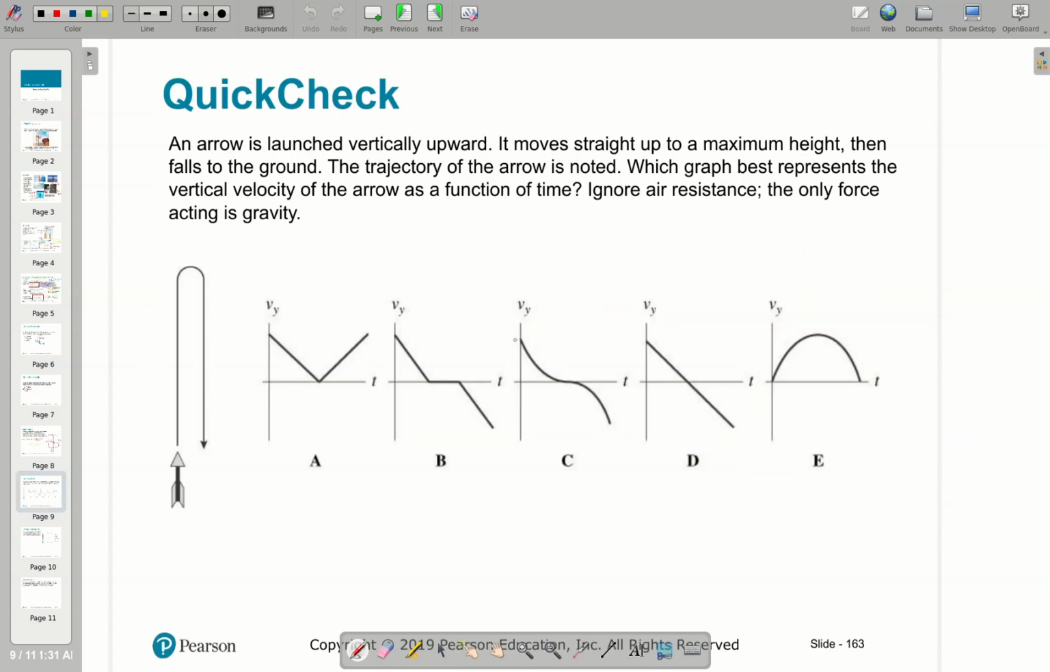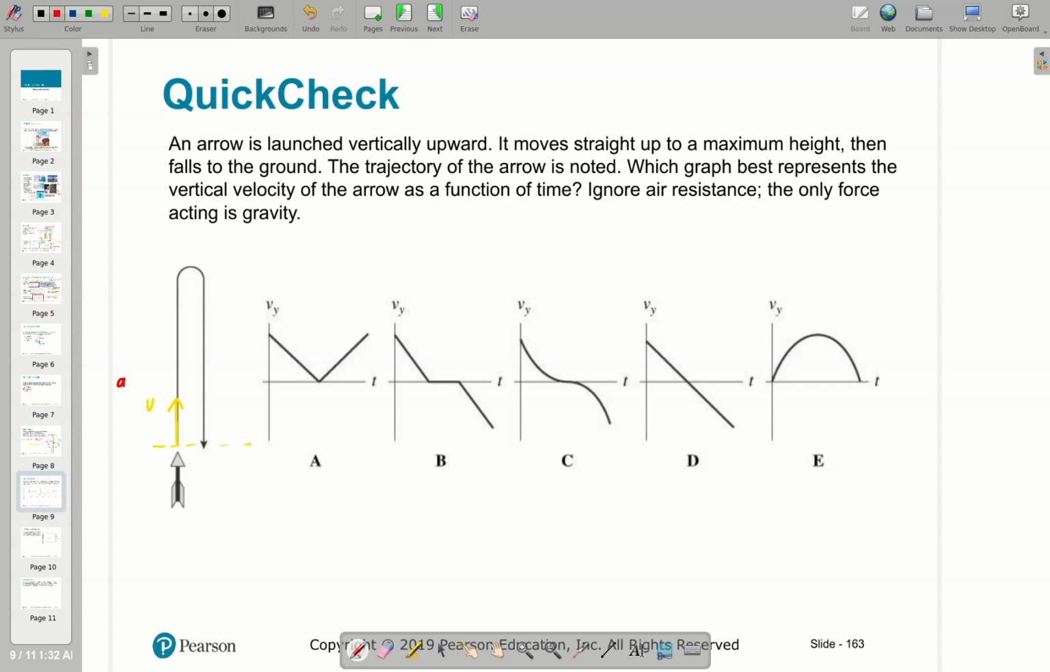An arrow is launched vertically upward. It moves straight up to a maximum height, then falls to the ground. The trajectory of the arrow is as noted. Which graph best represents the vertical velocity of the arrow as a function of time? Good question. So I'm going to look at here. I have an upward velocity first, and it's going upward. Velocity is up.